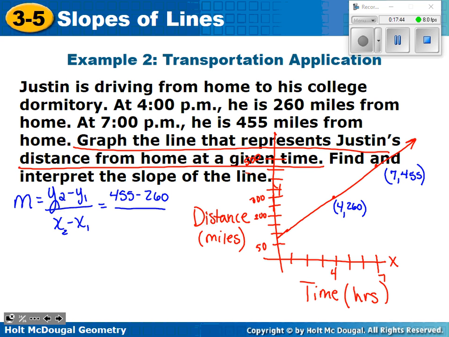Be careful, since she started with 455 minus 260, you have to go back and start with 7 minus 4. Good. Now, if you had chosen to do 260 first, then you could have chosen to start with 4. Okay, let's simplify. What's 455 minus 260? 195. What's 7 minus 4? 3. What's 195 divided by 3?